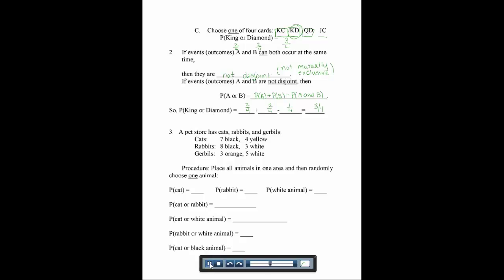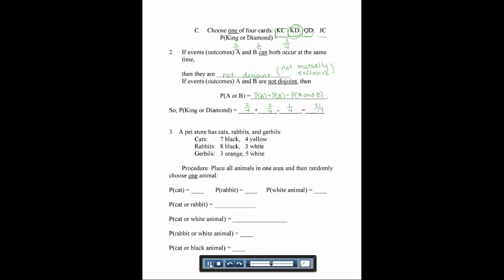Okay. Our next example is kind of fun. It's about a pet store. So this pet store has cats, rabbits, and gerbils. And we see they've got different numbers of each type of animal. So, for example, they've got 7 black cats and 4 yellow cats, 8 black rabbits, 3 white rabbits, 3 orange gerbils, and 5 white.